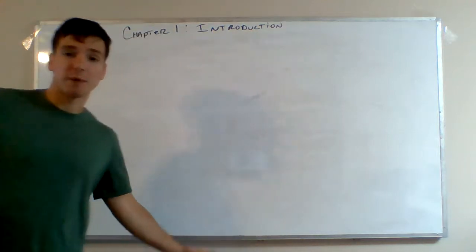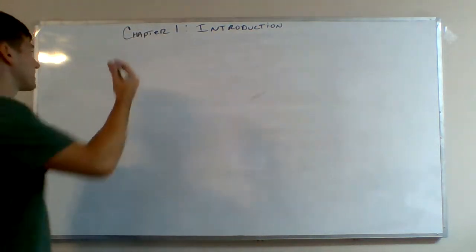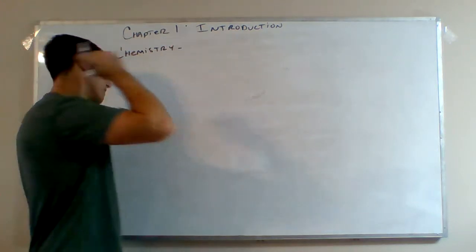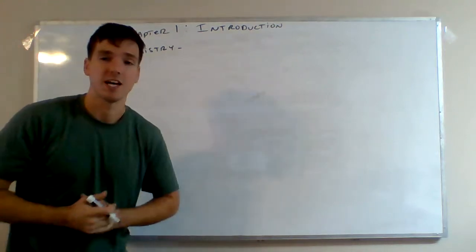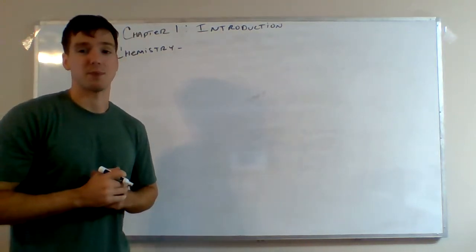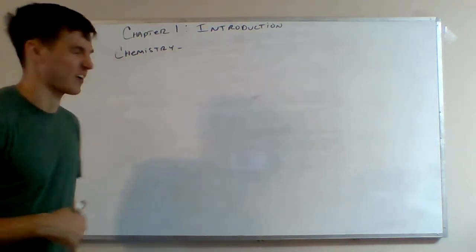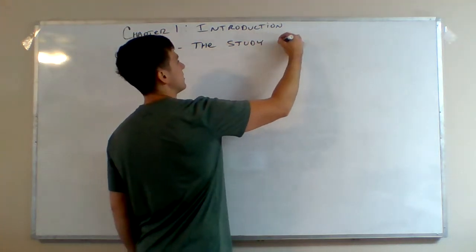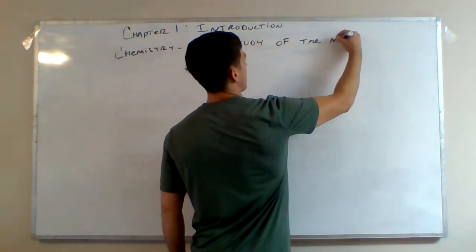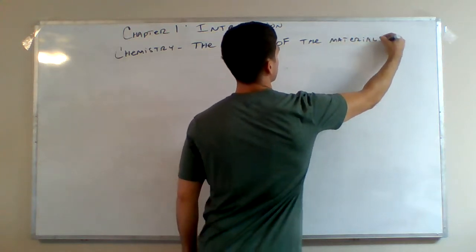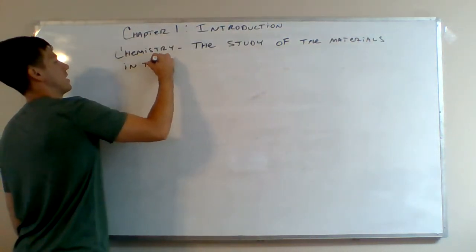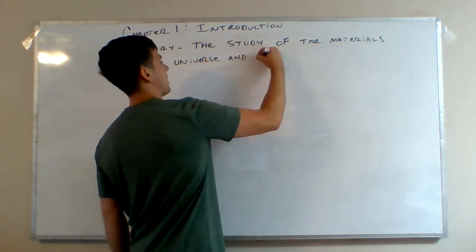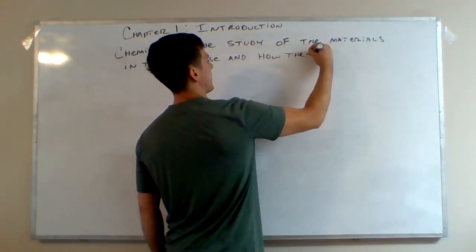So let's talk about the most basic thing, the definition of chemistry. Okay, chemistry, what is it? It's the interaction of all things that we're made up of, okay? It's the materials of the universe and how they interact with one another. So it is the study of the materials in the universe and how they interact.